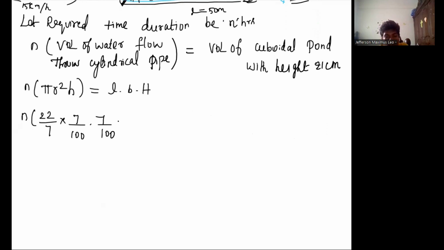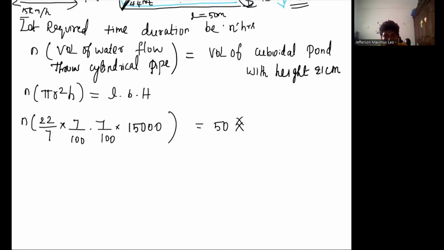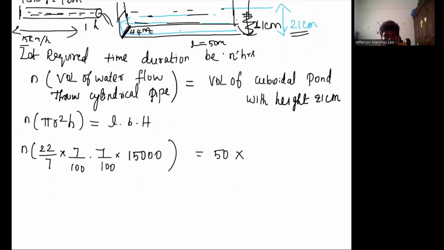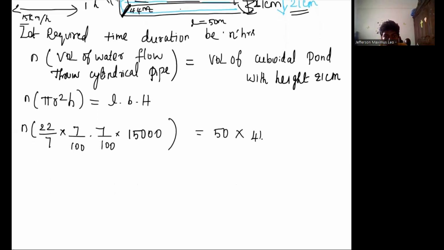The height is 15 kilometers, so 15,000 meters. Is it correct? Yes, ma'am. L is 50 meters. And breadth is 44 meters. Height is 21 centimeters, so 21/100.